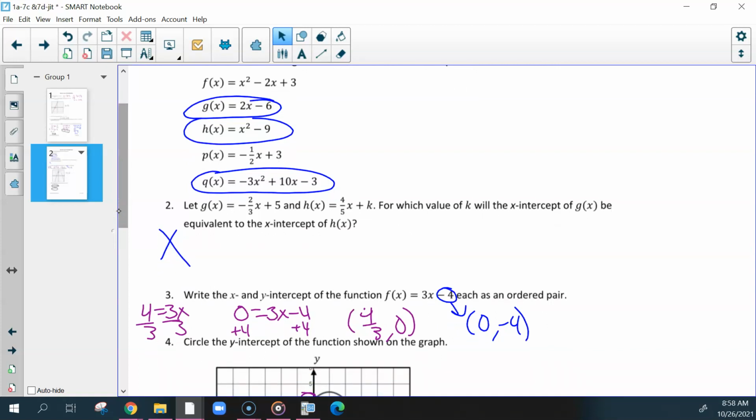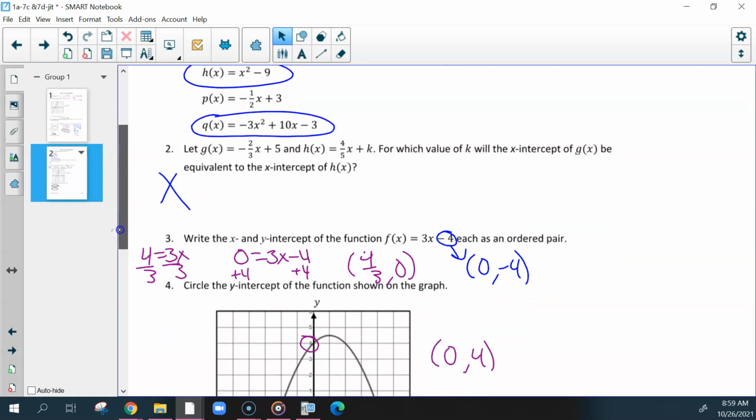For number 3, if you put that in Desmos or your calculator, that was fine. If not, this is the work for your x-intercept. Your y-intercept would be that -4. X-intercept was 4/3. I wouldn't put that as a decimal because it's a repeating decimal, so just leave it as a fraction, 4/3.